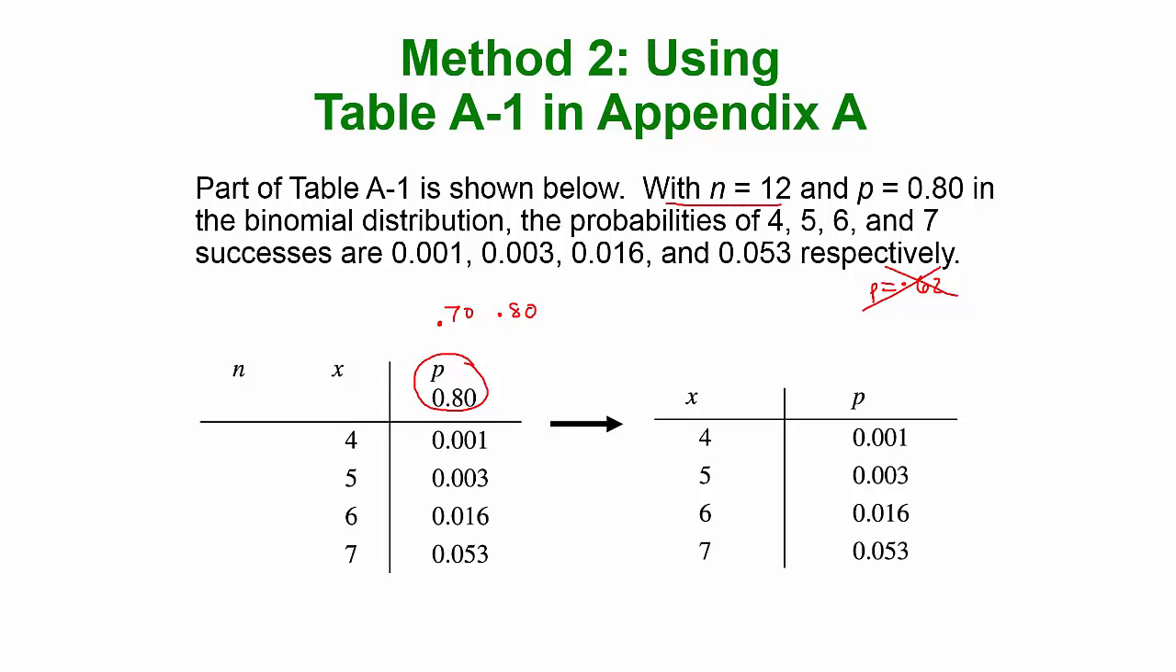With n equals 12, so let's say that we did 12 trials, and we're told that the probability of a success is 80%, so P is 0.80. The probabilities of 4, 5, 6, and 7 successes are shown. So n is 12, and the probability of getting 4 successes for 12 trials, if the probability of an individual success is 80%, is going to be 0.001. Probability of getting 5 successes out of 12 trials is 0.003. So you just have to read going from n to your x to your probability.